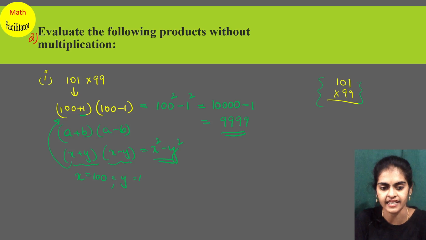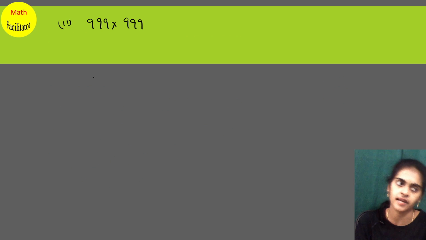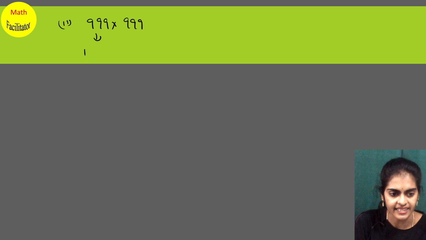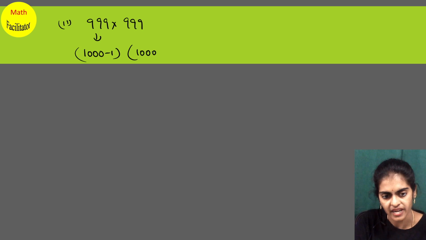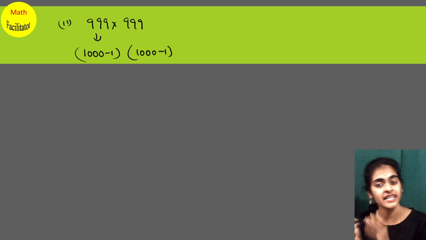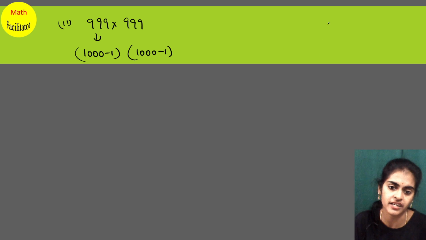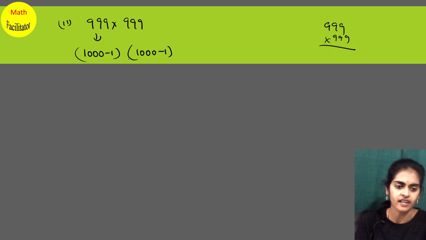It is the second part: 999 multiplied by 999. Again, I can write this as (1000 minus 1) into (1000 minus 1). If you just multiply 999 by 999 in the normal way, it will take a lot of time and effort, and you may even make mistakes. So use this method: (1000 minus 1) into (1000 minus 1).